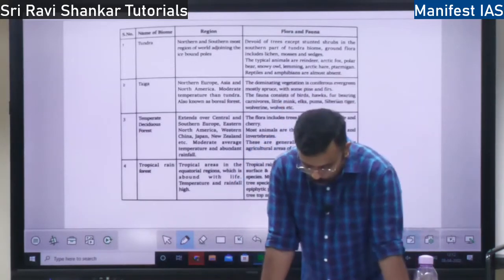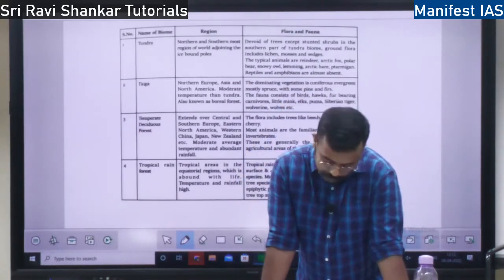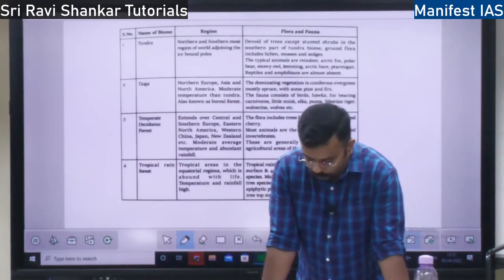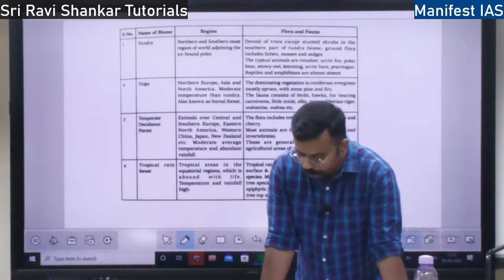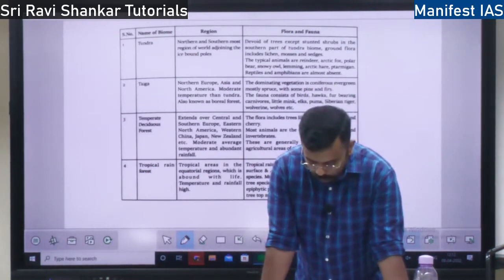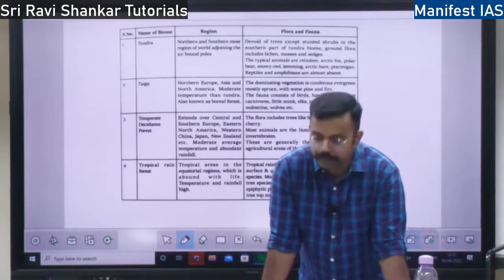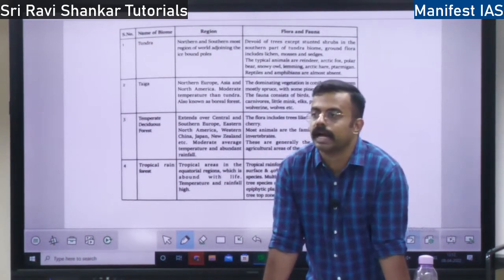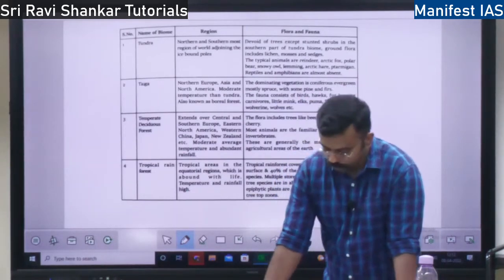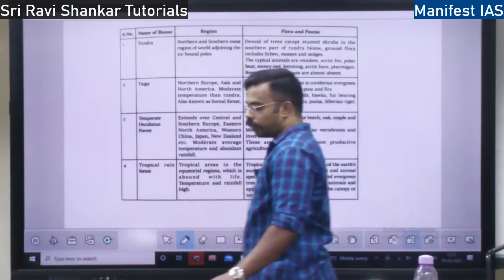Next, we will talk about consumers. Among consumers, there are heterotrophs, also called phagotrophs. These consumers, heterotrophs, are dependent on plants. They eat plants to survive. So there are multiple types of consumers.